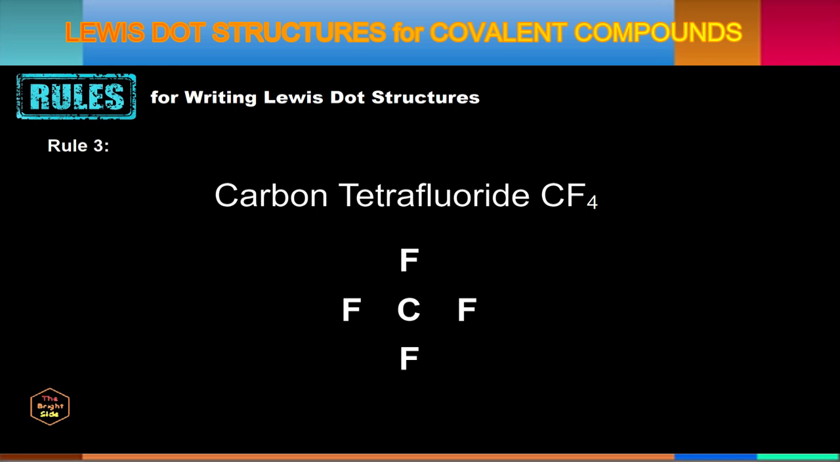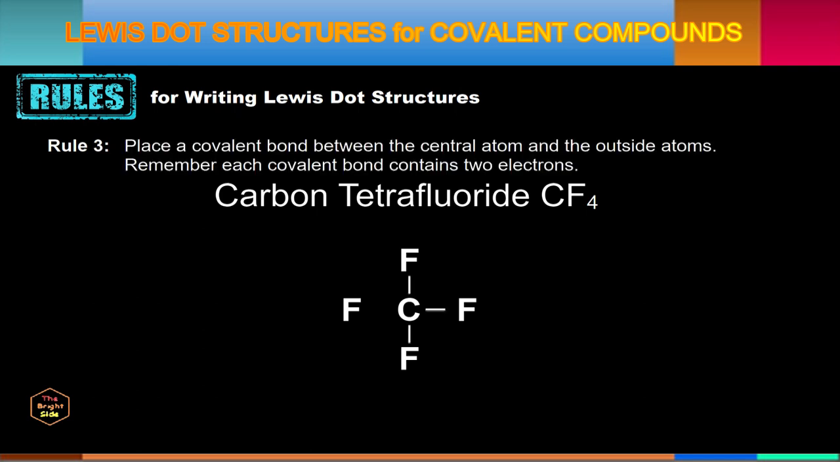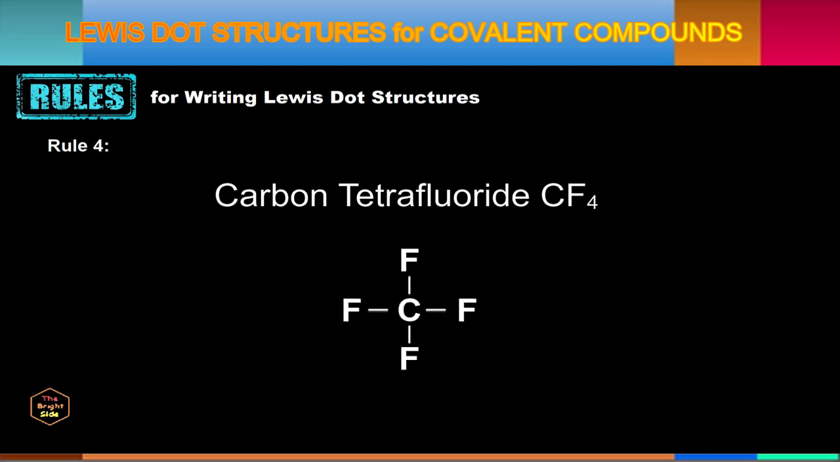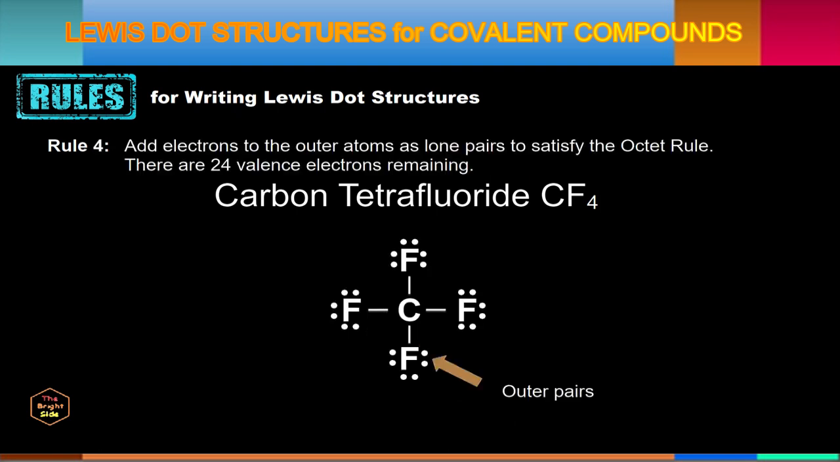Rule 3. Place a covalent bond between the central atom and the outside atoms. Remember, each covalent bond contains 2 electrons. The 4 covalent bonds use 8 of the 32 valence electrons in carbon tetrafluoride. The fourth rule is, add electrons to the outer atoms as lone pairs to satisfy the octet rule. This uses 24 electrons. There are no electrons left, so this is the Lewis dot structure for carbon tetrafluoride.